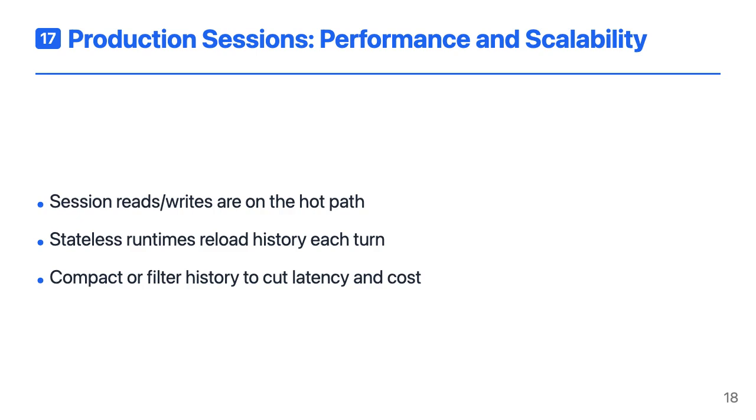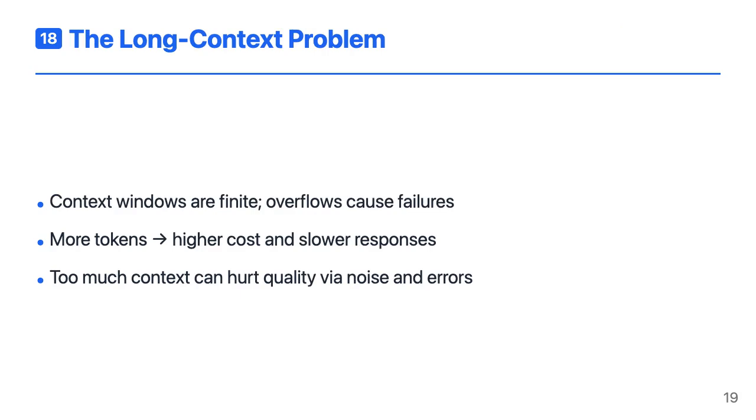Modern LLMs can handle surprisingly long contexts, but they're not infinite. If your conversation history grows beyond the model's context window, calls will simply fail. Even before that, more tokens mean higher API bills and slower responses. There's also a quality issue. As you pack in more and more text, the model can get distracted by noise and accumulate autoregressive errors. So the challenge isn't just to remember everything. It's to remember the right things in a compact form.